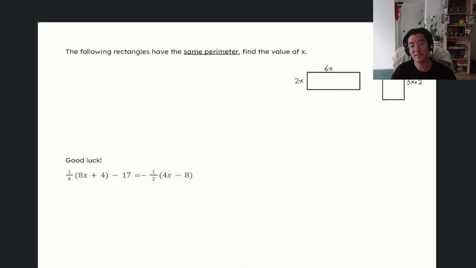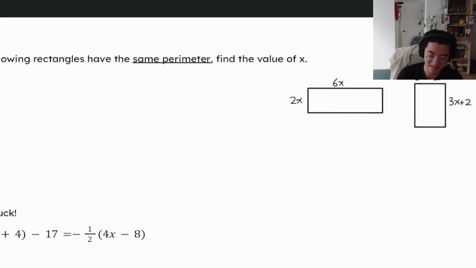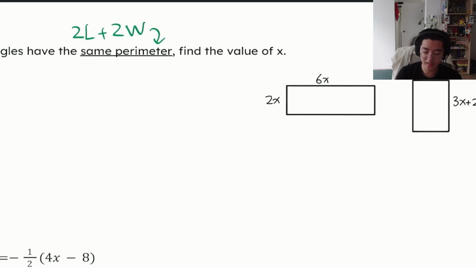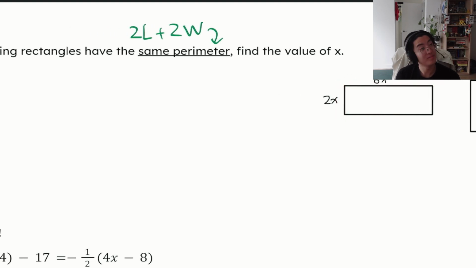The two rectangles have the same perimeter, and find the value of x. So remember, what's the perimeter of a rectangle? The perimeter of a rectangle is 2 times the length plus 2 times the width. Perimeter is just the length of all the sides added up together. So in this case, take the first rectangle, just 6x here, 6x here, so it's just 2x plus 6x plus 2x plus 6x. So it's 2 times the length plus 2 times the width.